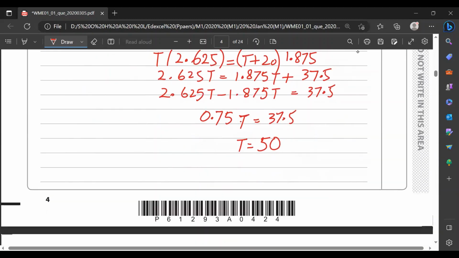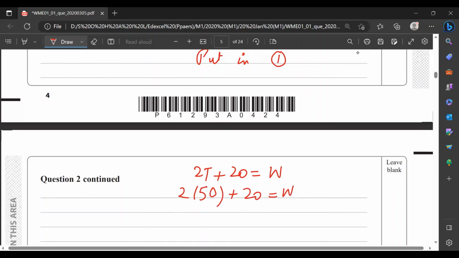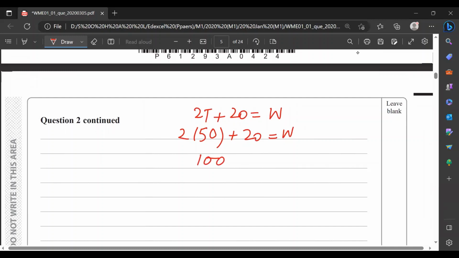The question was to find the value of W, so put this value in equation 1, which is 2T plus 20 equals W. 2 into T, the value you just calculated, 50, plus 20 equals W. So 100 plus 20 equals W. W is equal to 120. The value of W is 120.